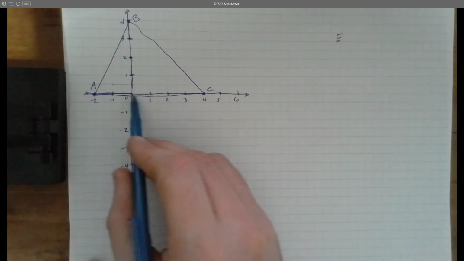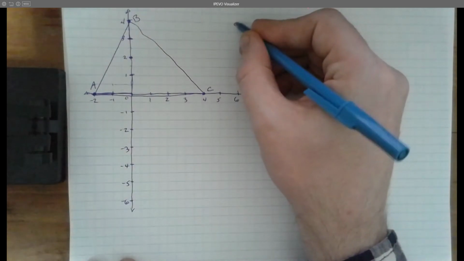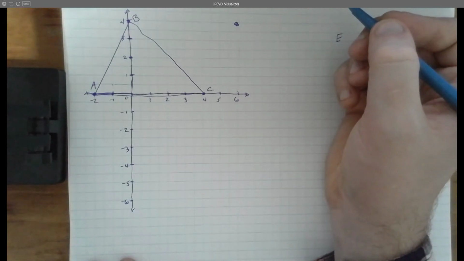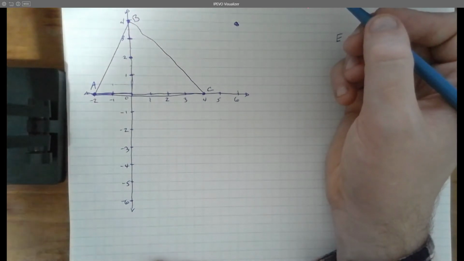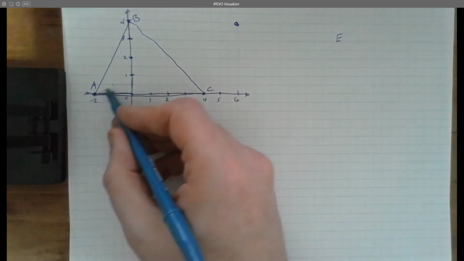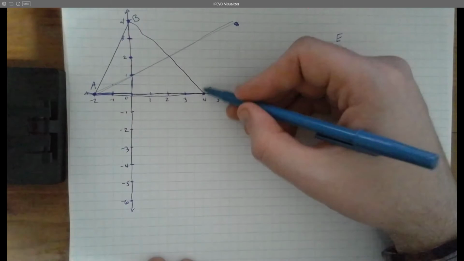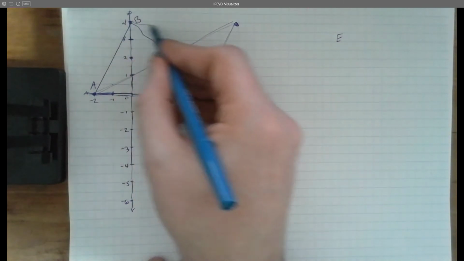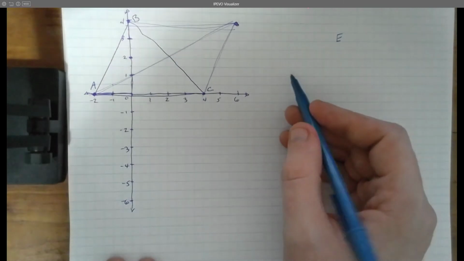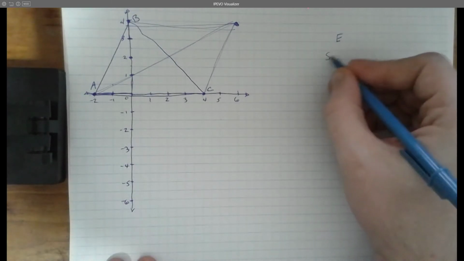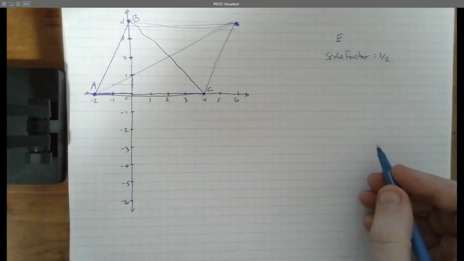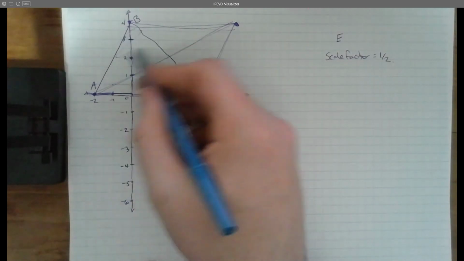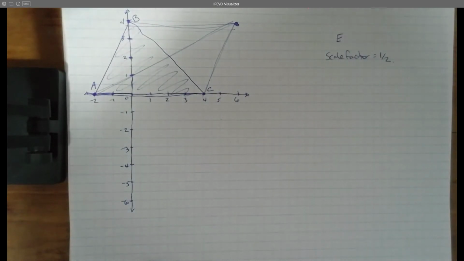Okay, so we're given the enlargement point at (6, 4). So this is our enlargement point here, and a scale factor of 1/2. Now we have that information for transformation E. So in other words, we're going to have to figure out how far all of these distances are away from this expansion point and multiply them by that scale factor of 1/2. In other words, this is a reduction.